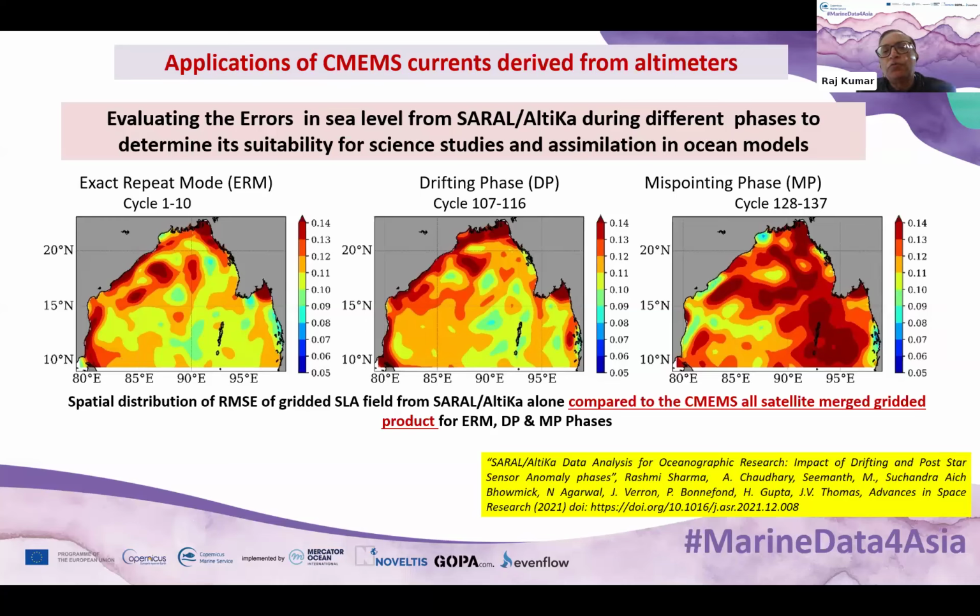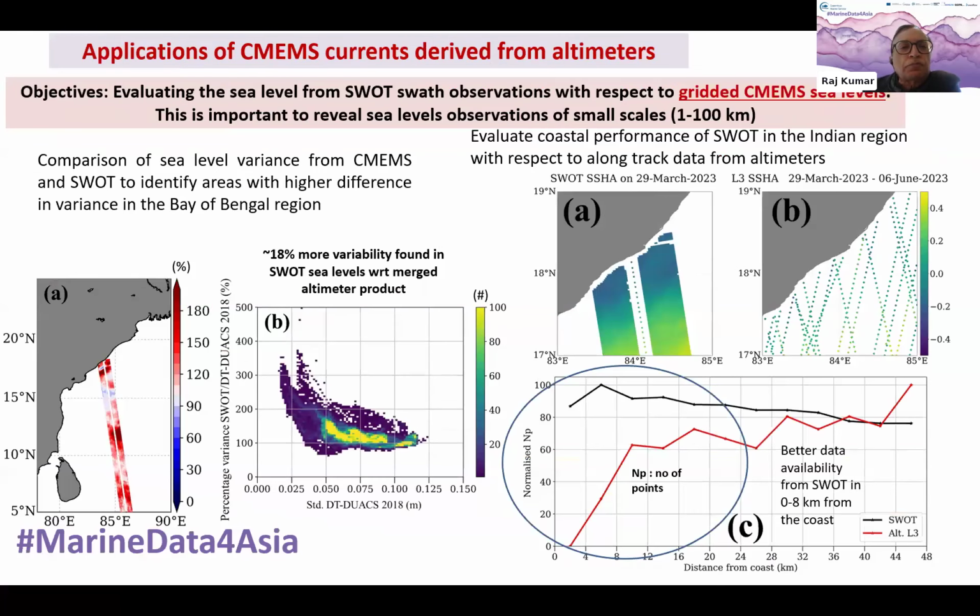Because for users, we have to give the data so that they can believe whether they can use the data authentically. So we have tried to compare this data with other data like CMMS data. We have compared all this merged data. You can see in these three pictures how good the errors are. And now, as I told, in the mispointing phase the errors are more, but in the earlier phase it was a very good satellite. So this is one of the applications of how you use this CMMS data.